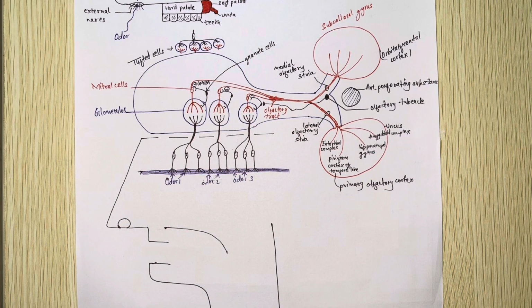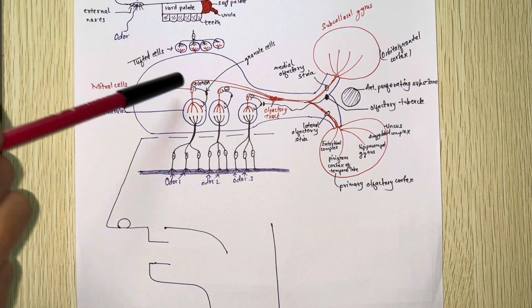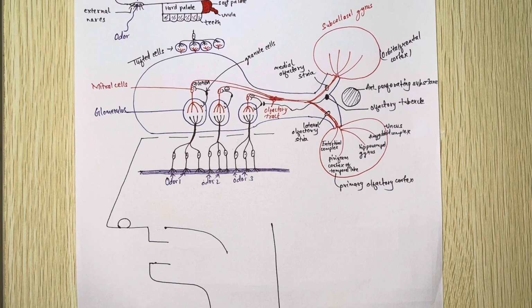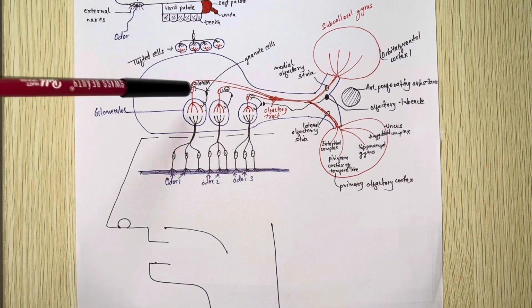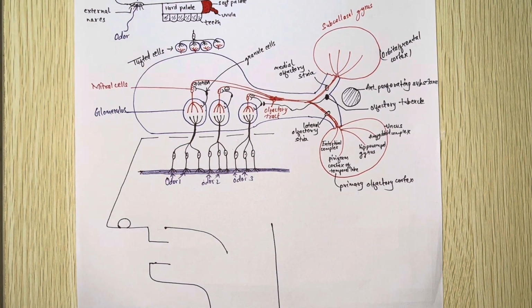When the action potential moves upward, the granule cells are activated by these mitral cells, and granule cells will release certain chemicals on mitral cells such as GABA, also known as gamma-aminobutyric acid, which is an inhibitory neurotransmitter, that is, it will inhibit these mitral cells. And so that only the most excitatory impulses coming from the olfactory neuron reach the cerebral cortex.